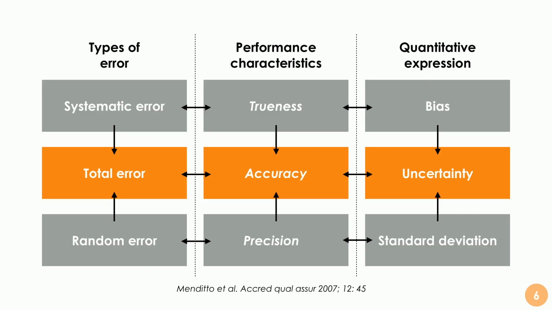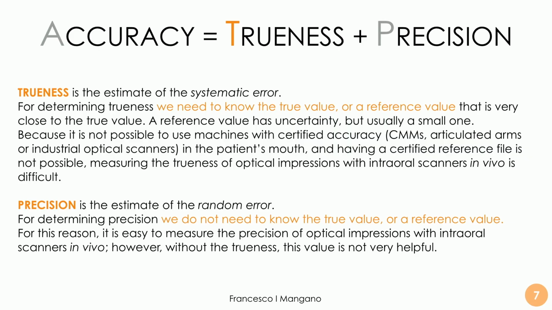We have several kinds of possible error. We have a systematic error, and the trueness is the estimate of the systematic error. And then we have also a random error, and precision is the estimate of the random error. Together, trueness and precision give the final accuracy of the device, so the total error of the device. We need to consider that accuracy is a sum of trueness plus precision.